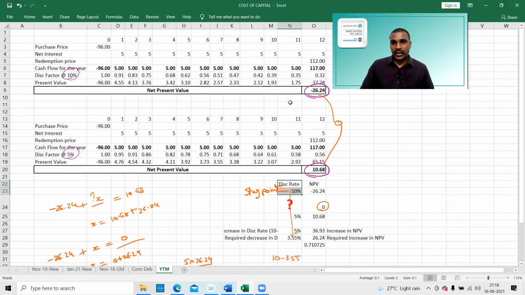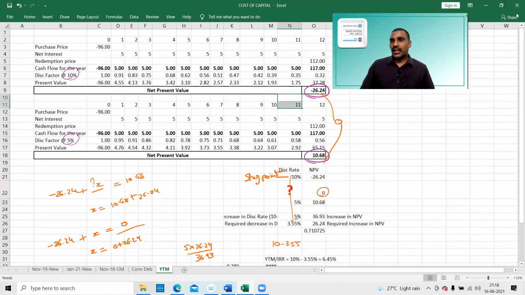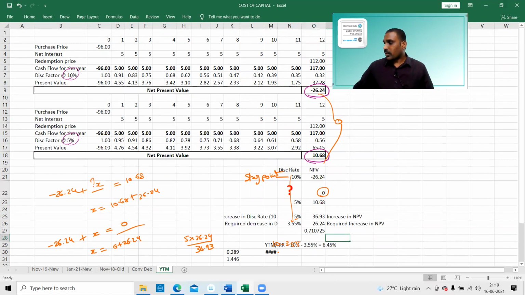I think I have to decrease some more. Therefore, you'll get it. Now you can see the answer on a single screen. That is the point. 6.45 is our answer. This is our main answer.